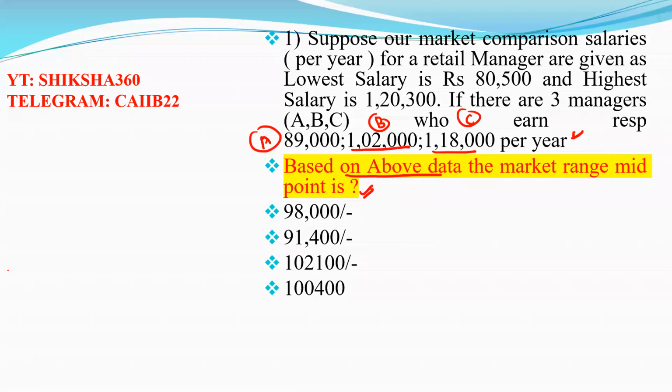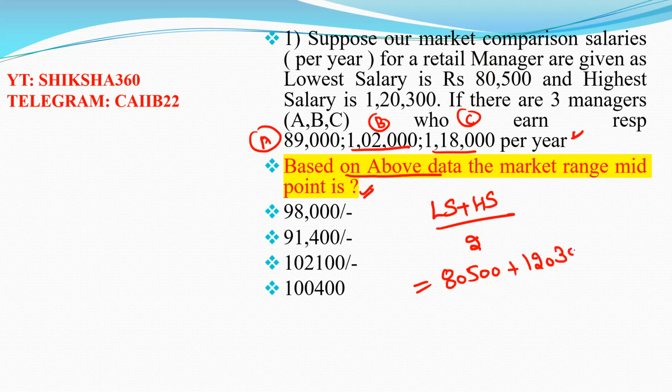I think it is clear to all of you. Now, this question is very easy. Based on the above data, what is the market mid-range point? We can say it is the lowest salary plus the highest salary divided by 2. From the range, the lowest is 80,500 and the highest is 1,20,300, divided by 2.